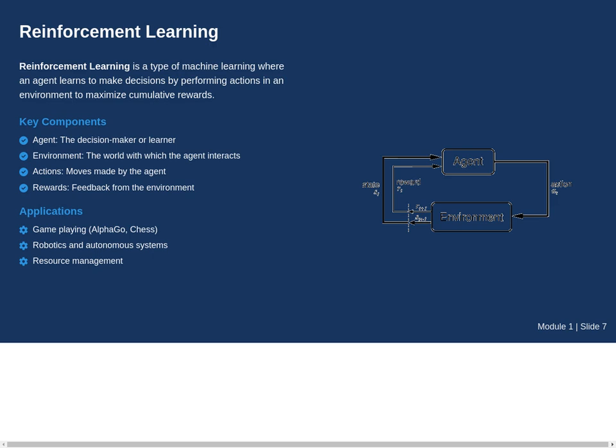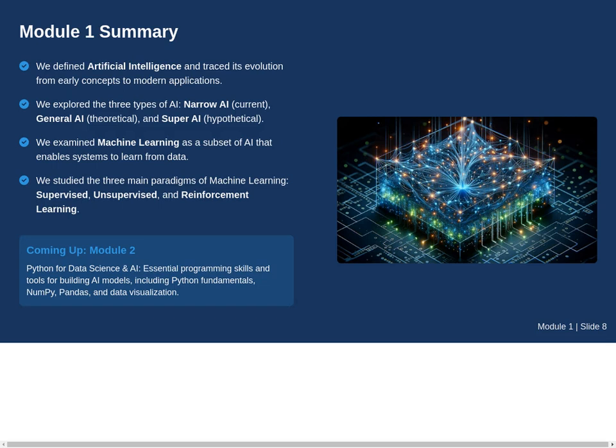Reinforcement learning has been successfully applied in various domains, including game playing, such as AlphaGo learning to play Go by playing against itself. Robotics, where robots learn to navigate environments or perform complex tasks. Resource management, optimizing allocation of limited resources. Autonomous systems like self-driving cars learning to make decisions in traffic. The power of reinforcement learning lies in its ability to learn optimal behavior through experience, without requiring explicit programming of the solution.